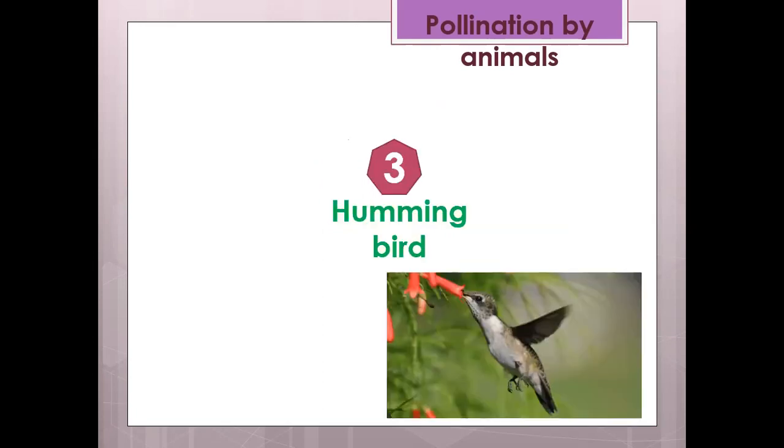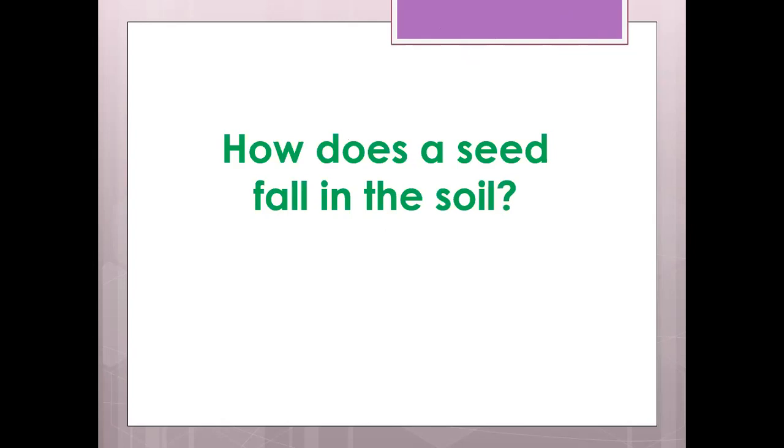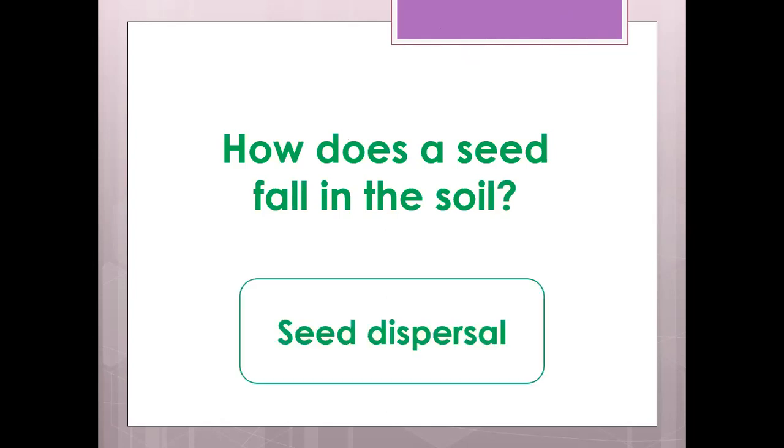Okay, then comes a part which is how does the seed fall in the soil? We have taken the pollination, it's the movement of the pollens from the male to the female part. Why? To form the seed. When the pollen sticks to the egg, they will be forming the seed. How does this seed fall in the soil? This is called seed dispersal. So what does seed dispersal mean? Seed dispersal is the falling of the seed in the soil.